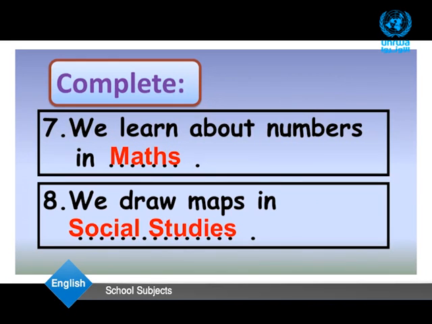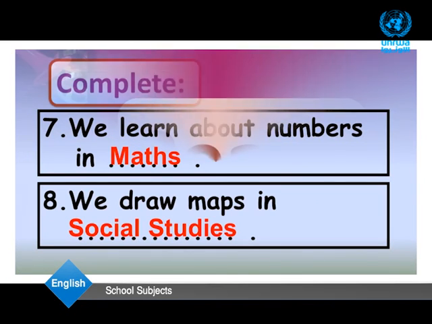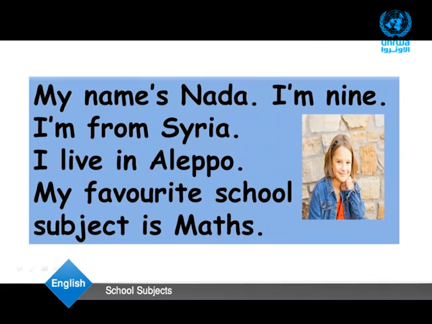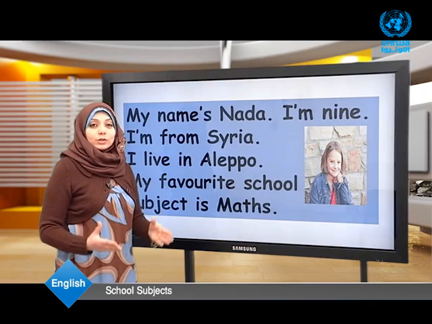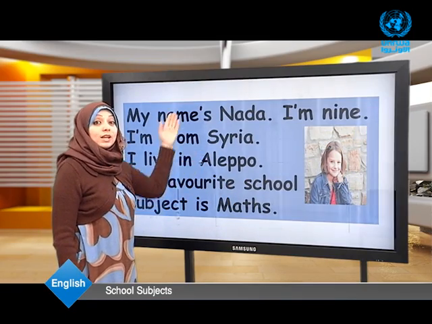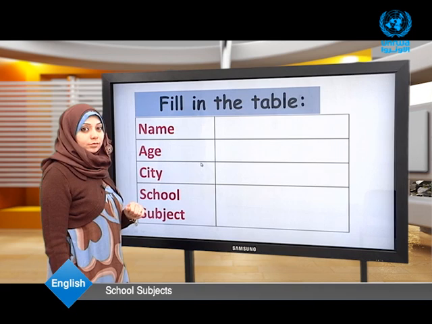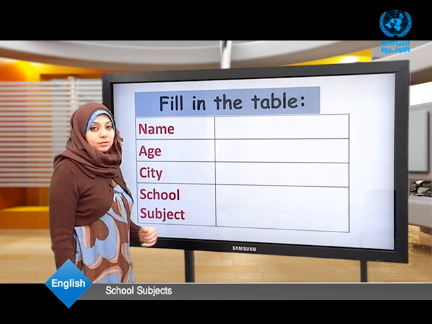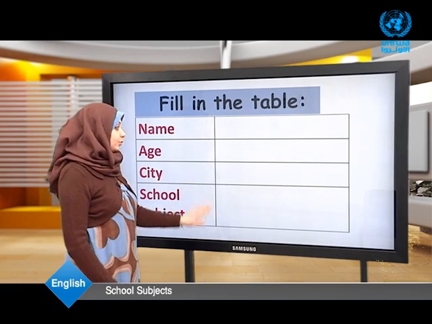Thank you very much. Now, dear students, let's read about our friend Nada. Look here, we have this text about our friend Nada. We're going to read about our friend Nada to fill in the table. Look here. Name, age, city, and school subject. Let's read it together.